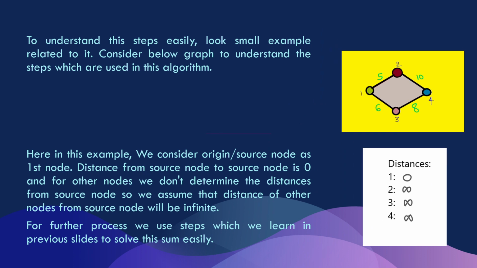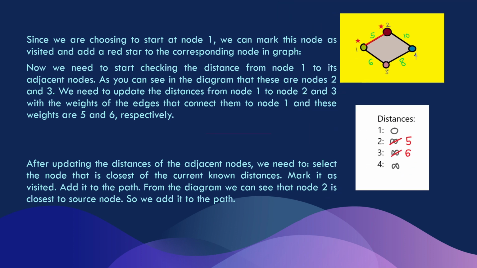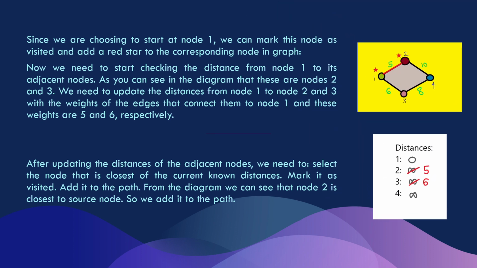Here in this example, we consider the source node as the first node. The distance from the source node to the source node is 0. For other nodes, we don't yet know the distances from the source node, so we assume that the distance of the nodes from the source node will be infinite. For further process, we use the steps which we learned in previous slides to solve this sum easily. Since we are choosing to start at node 1, we mark this node as visited and add a star to the corresponding node in the graph.